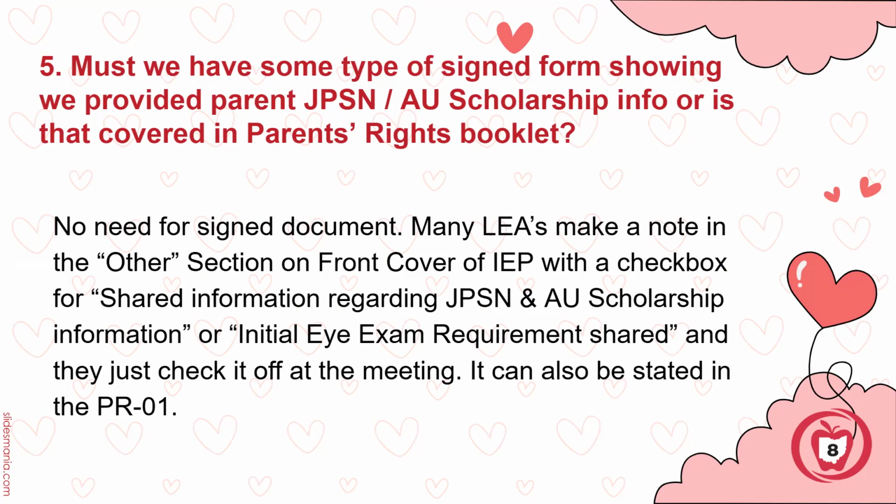What we see many LEAs do is, on the very front cover of the IEP, in that other section, they just type a little line with a place for a check mark that says shared information regarding JPSN and autism scholarship, or, if it's an initial IEP, that the initial eye exam requirement information was shared, and then just check it off right on that front cover. And of course, you're also going to say in the PRO1 that information was shared. So you don't need a separate form. That's a great way to handle that. And you don't have to have a signature from a parent.